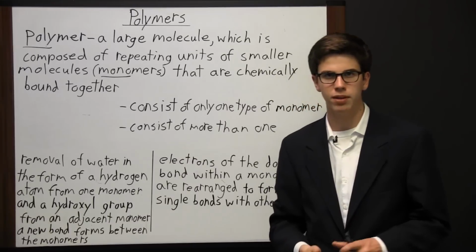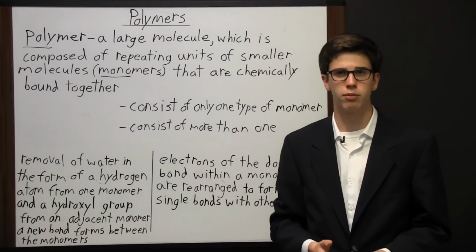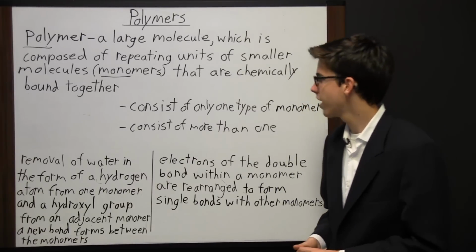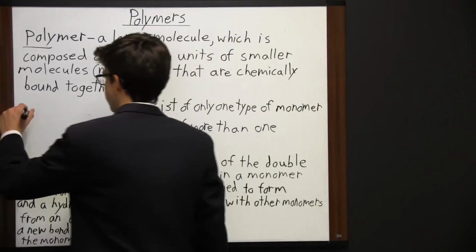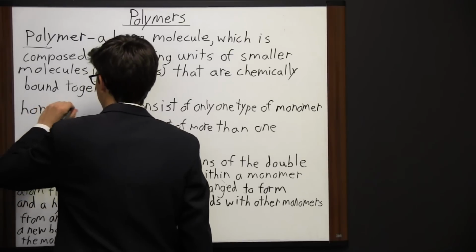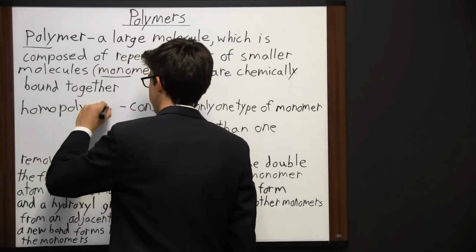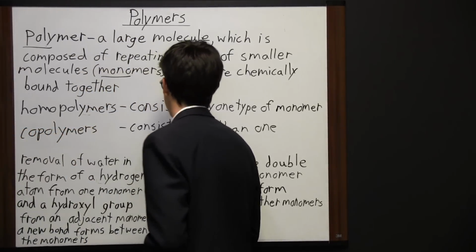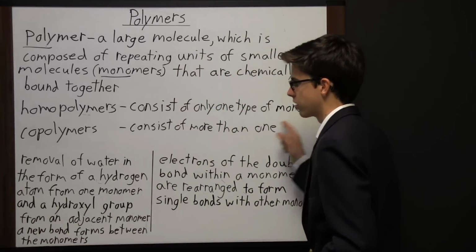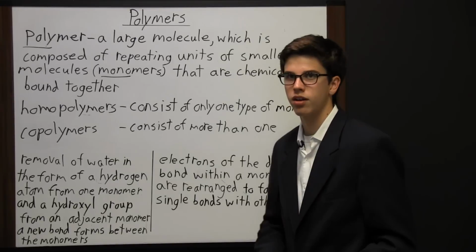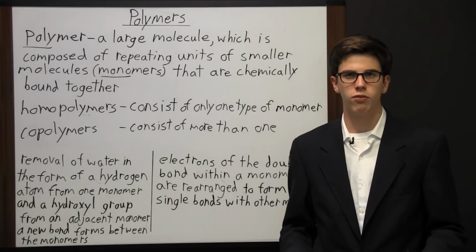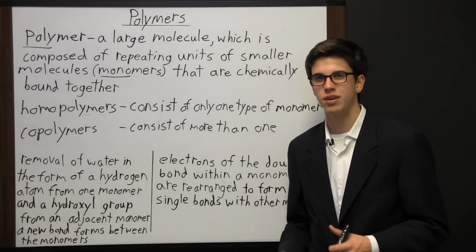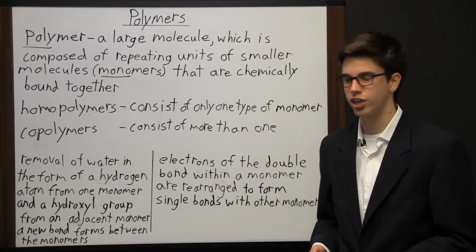Now, the repeating unit may be made of one or more different monomers. So some polymers are made up of the same type of monomer, whereas others are made up of different types of monomers. So we have names for those different types of polymers. The first being a homopolymer, and the second type being a copolymer. So homopolymers consist of only one type of monomer, whereas copolymers consist of more than one type of monomer. Now, one other fact is that polymers may form straight or branched chains. So it just depends on the polymer as to whether or not they're forming straight or branched chains.